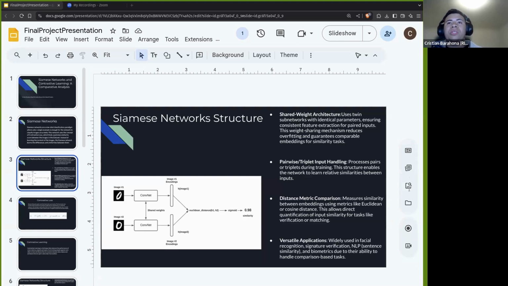These networks also quantify similarities between their embedded representations using established metrics like the Euclidean or cosine distance. This provides them a clear mathematical basis for determining how closely the inputs match. And beyond the theoretical elegance, Siamese networks have proven remarkably versatile, finding successful applications across domains such as facial recognition, signature verification, natural language processing, and various biometric authentication systems.